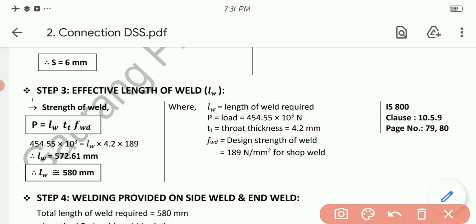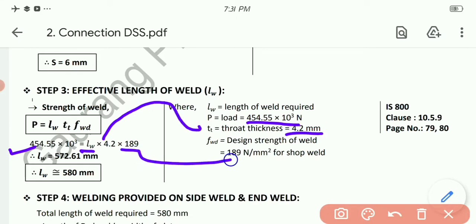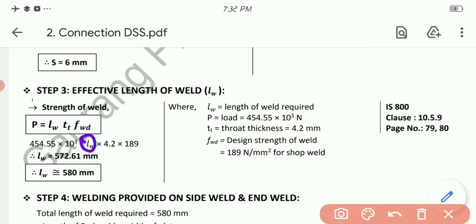So now putting down all the values, first of all P, 454.55 into 10 raised to 3 Newton equals to LW unknown, TT, that is 4.2, and FWD, that is 189. We have all these values, so simplifying this term we will get the value of LW. LW comes 572.61 mm. So round figure value I am taking as 580 mm. This means we need to provide total length of weld, that is, we can say, 580 mm.